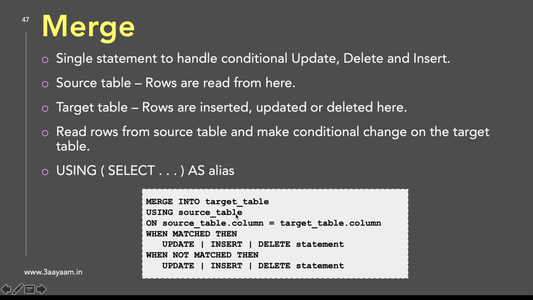Now in the source table, we can mention a select statement also. Meaning instead of a staging table, we can use a select statement in place of the source table. That is something that I have not done as much. Typically the source table is always a staging table, and from there we move it to the target table.